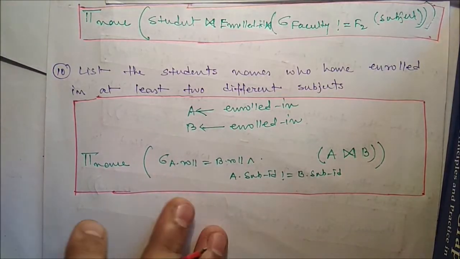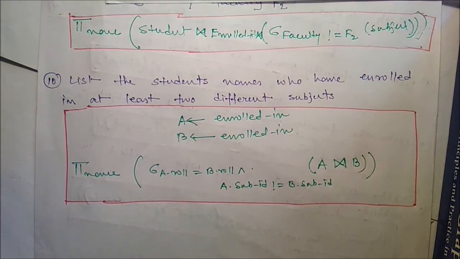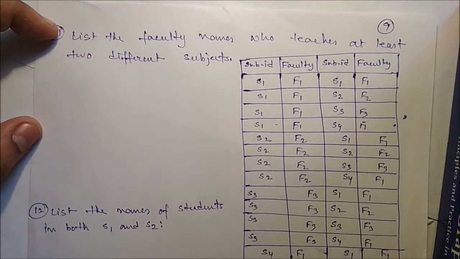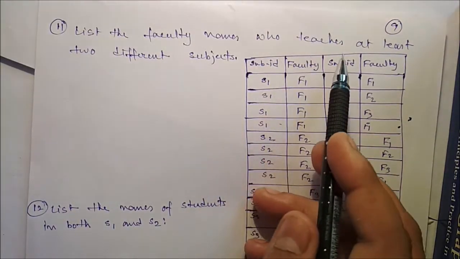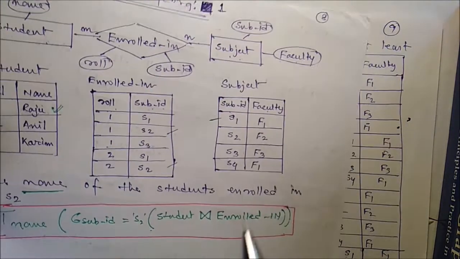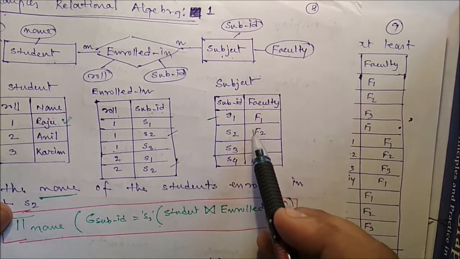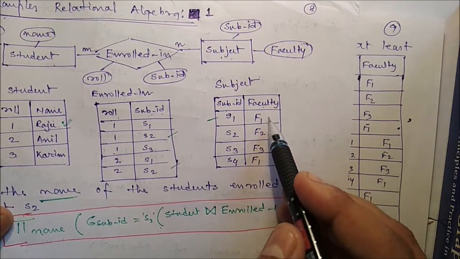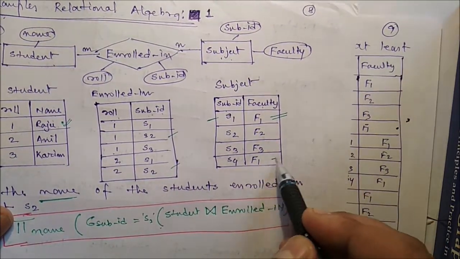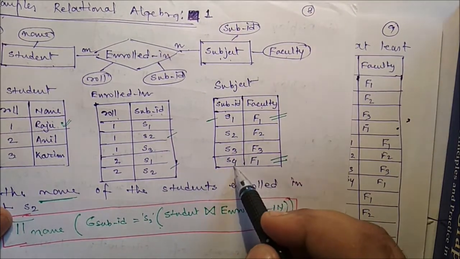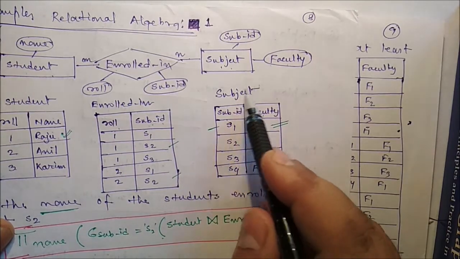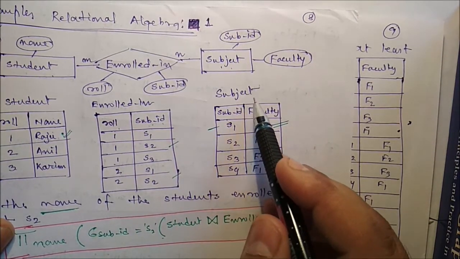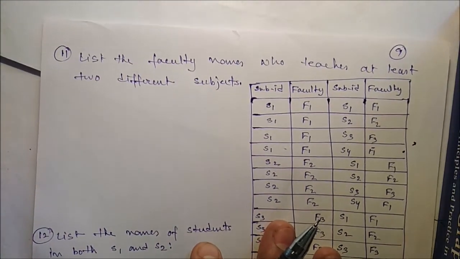Now the next query is: list the faculty name who teaches at least 2 different subjects. You can see from this particular subject table that faculty F1 teaches 2 different subjects, S1 and S4. That means here we have to apply a self join of the subject table. So how is it possible?